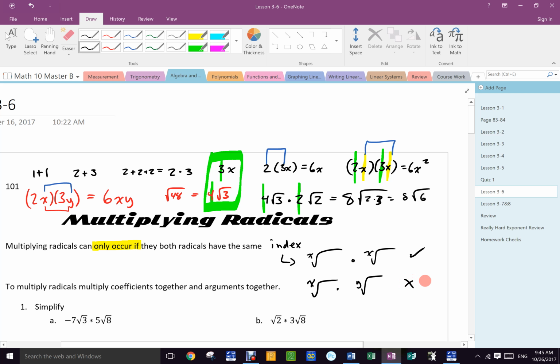No. Is everybody cool with that? Now, just like everything else we've ever learned in math, do all of our other rules get thrown out the window when we get to something new? No. We have to remember everything.